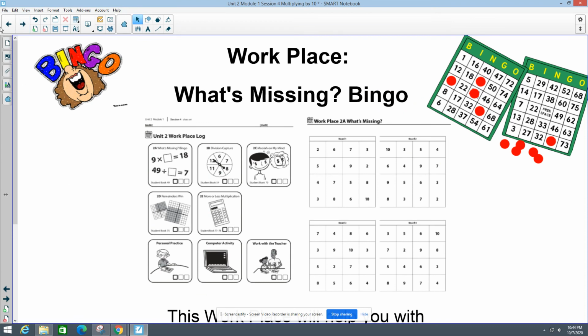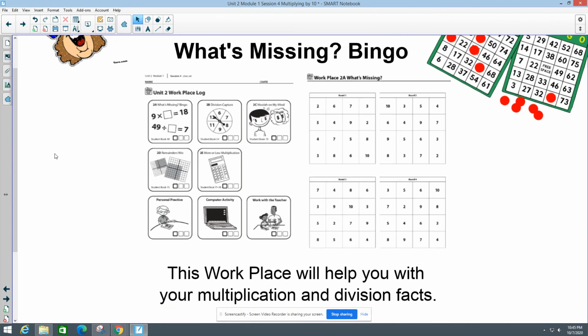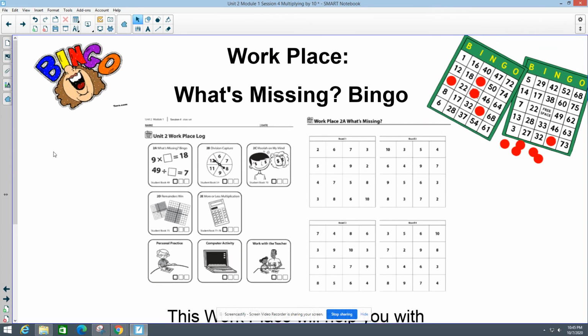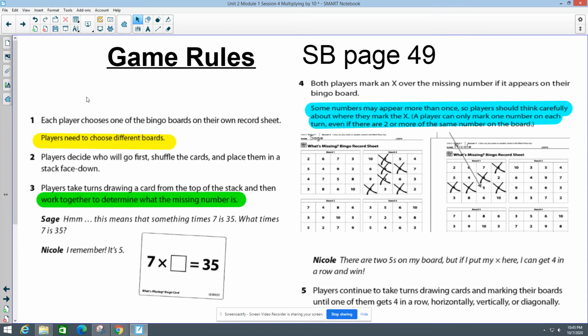Now we're going to play a real simple game, have a little fun on this one. It's called What's Missing Bingo. This is going to help you with your multiplication and division facts because a lot of you guys are pretty rough on that.